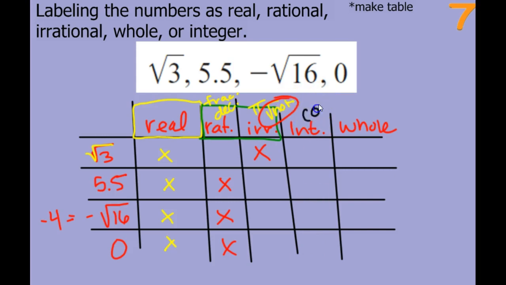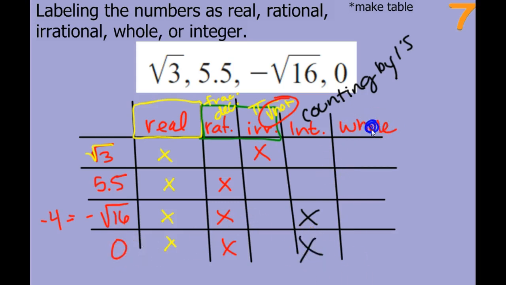Next are integers. They're all of our counting numbers by ones. So I'm not going to count to a square root of 3. There's no way. I don't count 1, 2, square root of 3. It doesn't work like that, so nope. 5.5, 1, 2, 3, 4, 5, 6, 7. I did not say 5.5, so nope. Or I could count negative, 0, negative 1, negative 2, negative 3, negative 4. Oh, there it is. That's an integer. And if I start counting, I can start at 0. 0, 1, 2, 3. That works.